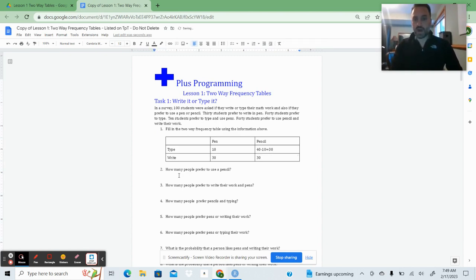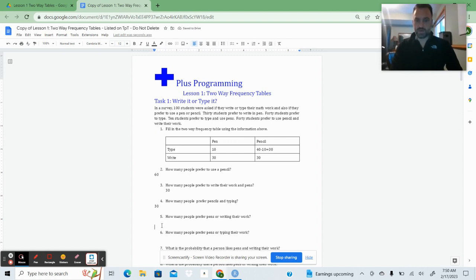So how many people prefer to use a pencil? Well, 30 plus 30 is 60. How many people prefer to write their work and use pen? So to write and use pen is 30. How many people prefer pencils and typing? So here's pencils and typing, that's 30.